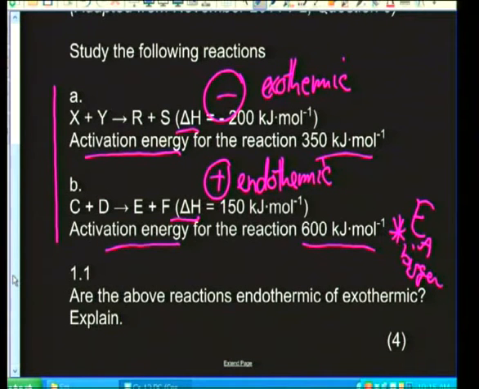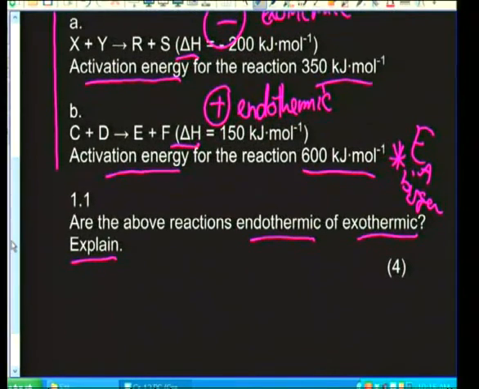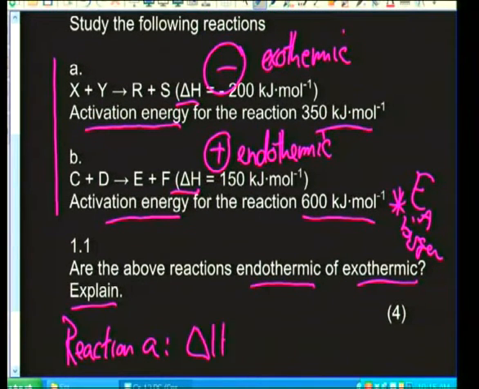Now let's get into the question. The first question that we're asked over here is, are the above reactions endothermic or exothermic? Okay, so we want to recognize and we have to explain. So let's set it out very neatly and very nicely. What we're going to say is for reaction A, we recognize that delta H is going to be less than 0. So that means it must be exothermic.